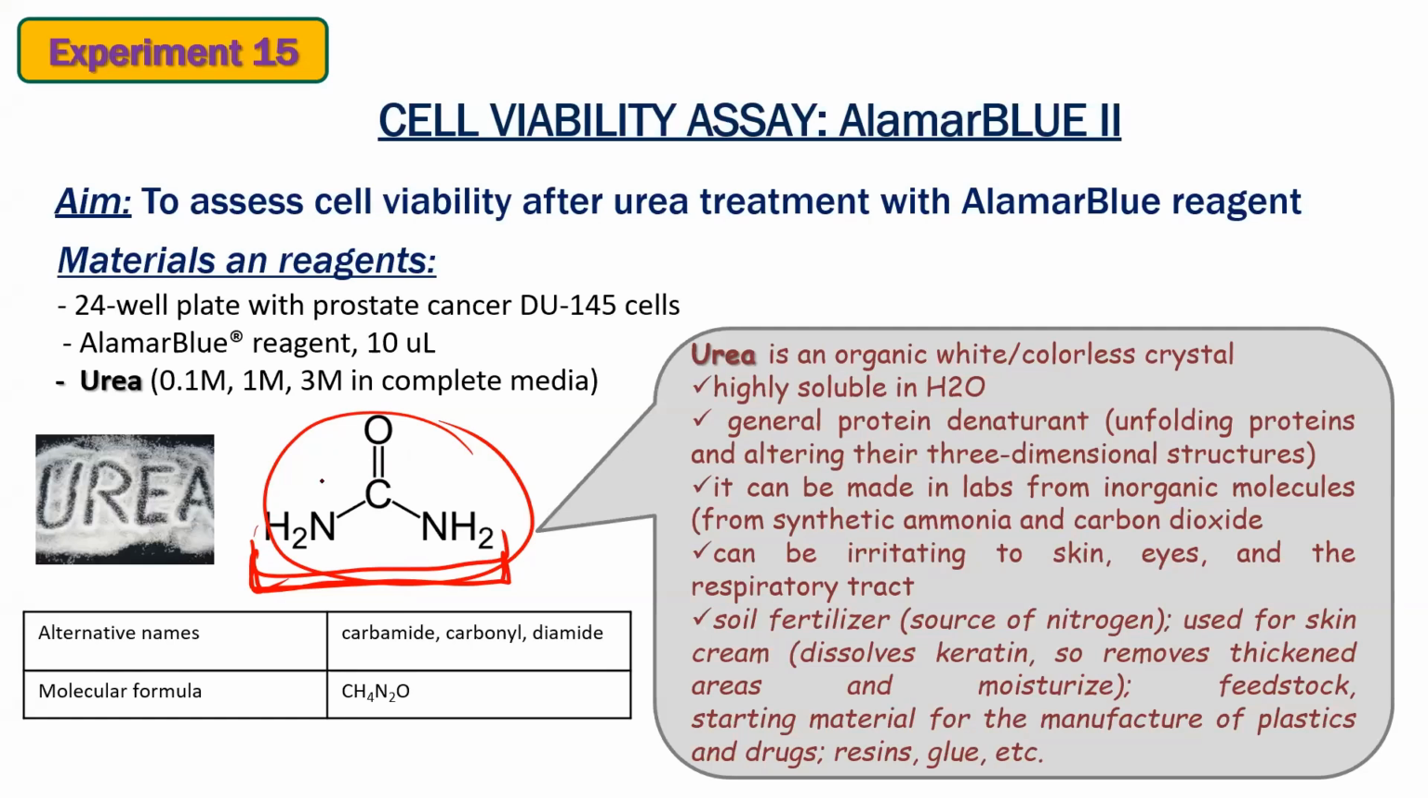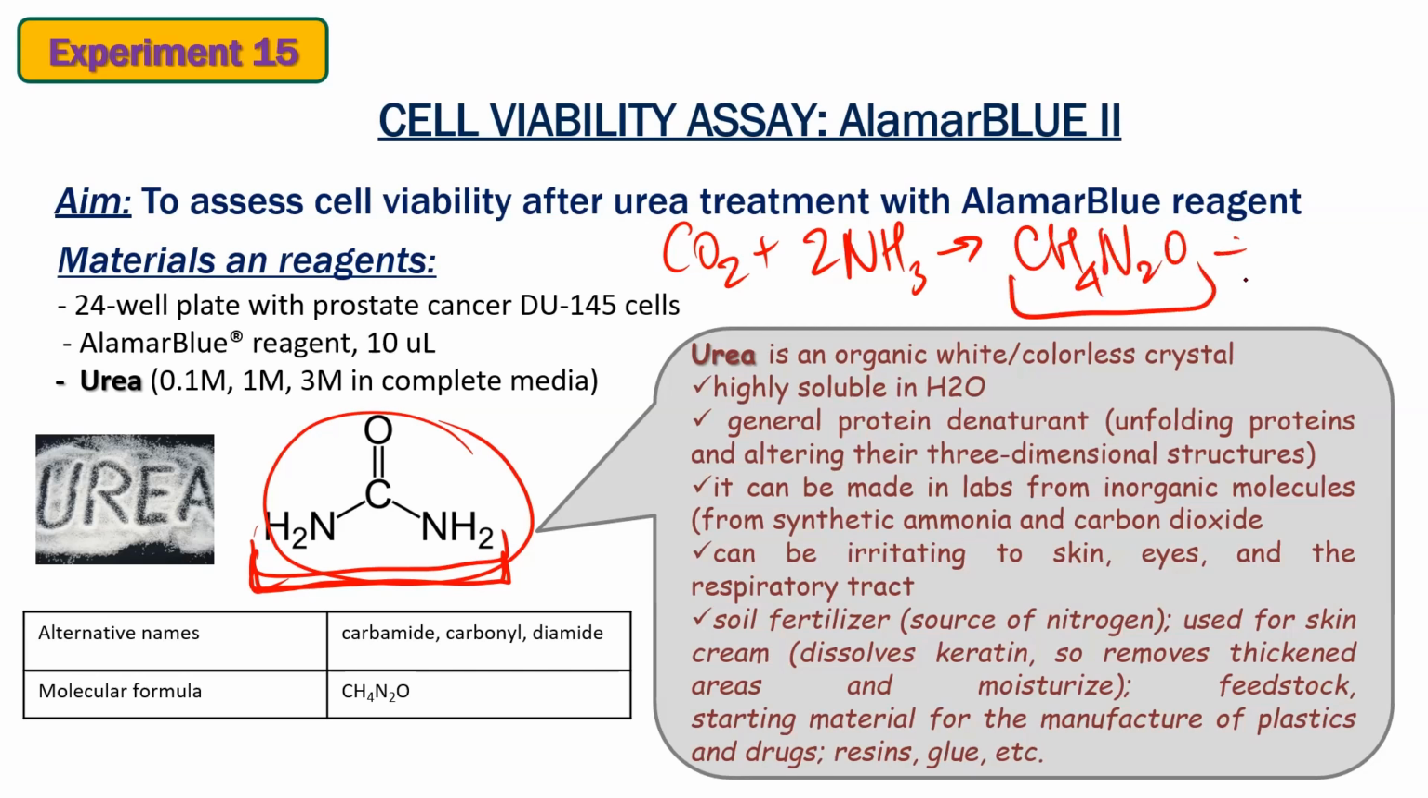So what do we have? We have the reaction that includes CO2 and 2 ammonium, and it gives you CH4N2O, which is urea, plus H2O. So this is a simple reaction, but this reaction actually reduces the toxicity of 2 ammonia to the toxicity of this urea. And if we eliminate it very fast, it will not affect our body.